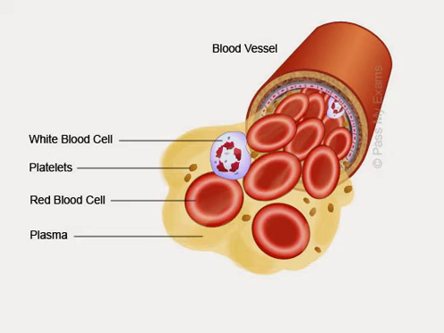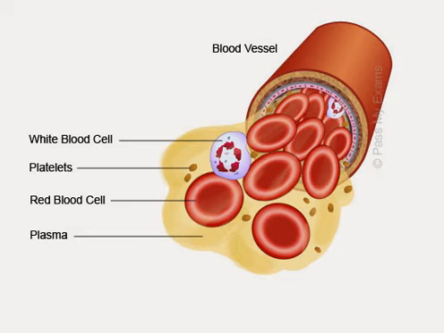The functions of blood are nutritive function, respiratory function, excretory, defensive, storage, transport, and regulatory functions, such as the regulation of acid-base balance, regulation of water balance, and the regulation of body temperature.